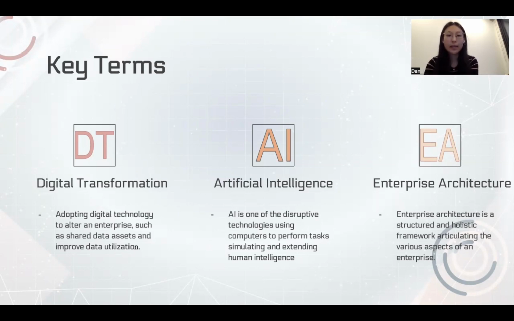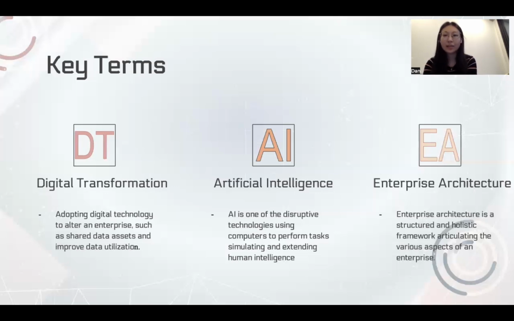The second one is artificial intelligence. AI is one of the buzzwords currently. It refers to the disruptive technologies using computers to perform tasks, simulating and extending human intelligence. AI is also a critical technology for manufacturing in the era of Industry 4.0. It can handle large amounts of data efficiently and accurately.